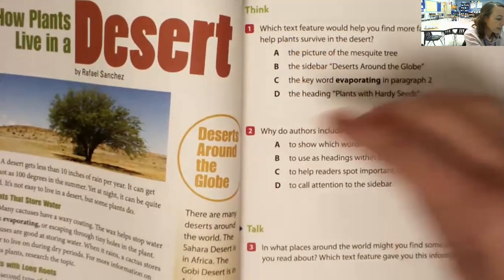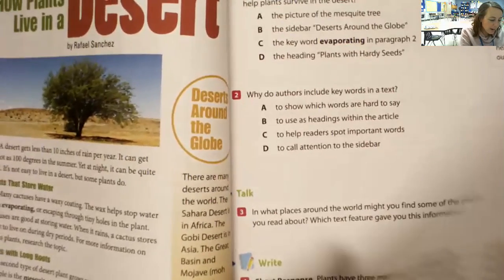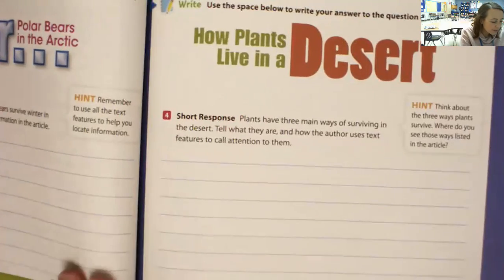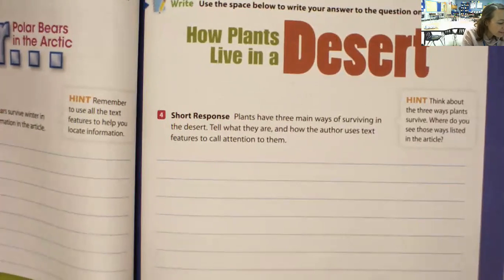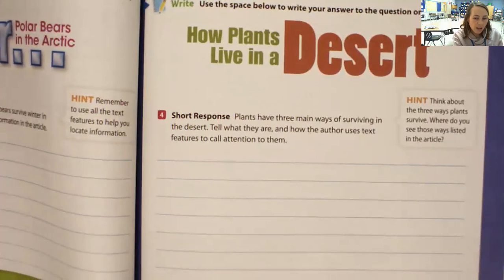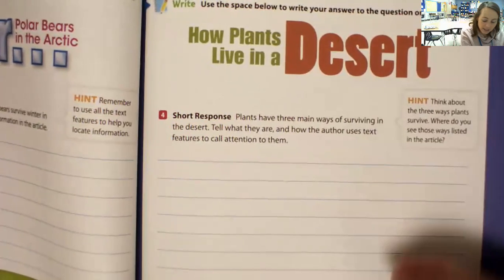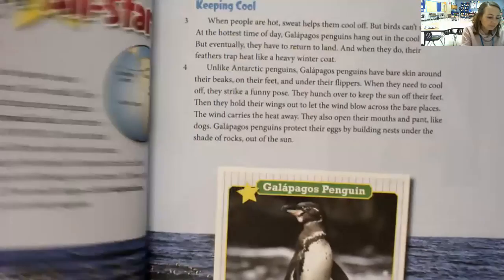Okay, so you're going to do that, read that, label, you're going to answer the questions on this page, and then you have a short response. Plants have three main ways of surviving in the desert. Tell what they are and how the author uses text features to call attention to them. So the author gives us three ways that they can survive, and there's a text feature that helps you to find that information. So that's what you're going to be answering there.